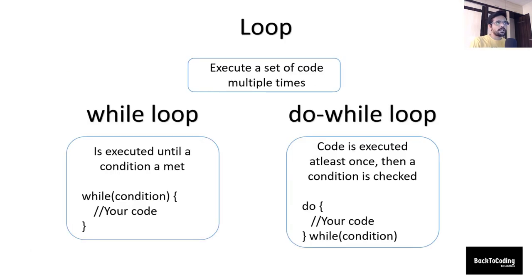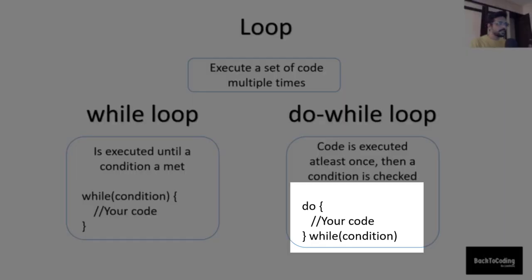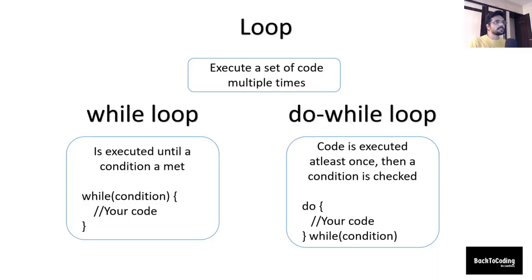A version of the while loop is the do while loop, where a block of code is executed at least once without checking the condition in the do block, and then the condition is checked in the while block. So here first the block of statements is executed and then the condition is checked. Here's the syntax for the do while loop. Let's print the table of 2 using do while.